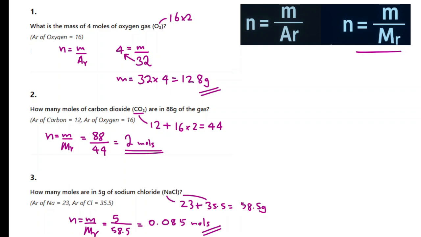For the third one, Mr of sodium chloride is 23 add 35.5, which is 58.5. To find the number of moles, you divide the mass, 5, by that, so you get 0.085 moles.